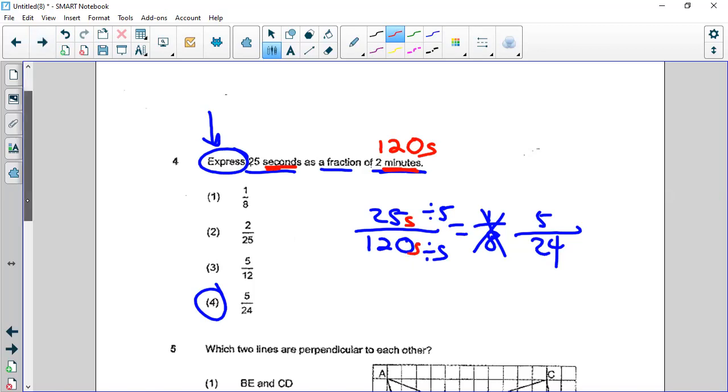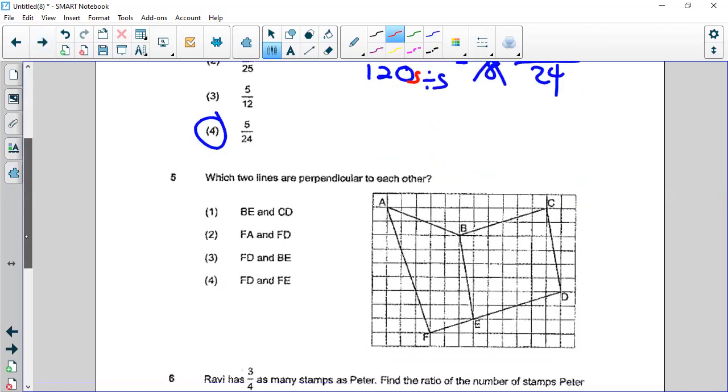Okay, let's go to number 5. So which two lines are perpendicular to each other? Okay, now let's try BE. Is BE and CD perpendicular? Where is BE? BE is here and your CD is here. They don't look perpendicular, so that's out already. How about FA and FD? FA is here, and your FD is here.